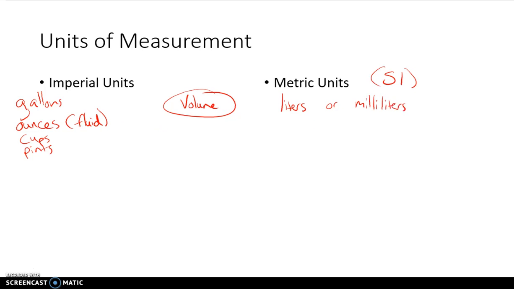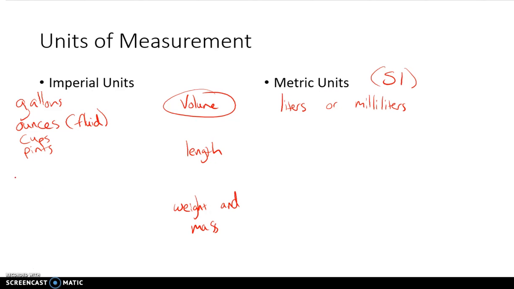Okay, and now there's more. Besides volume, there's also measurements for distance and length, and weight and mass. And there's more. There's a lot more. There's temperature and lots of other things that need to be measured. But we use the imperial units in our everyday lives here in America, metric units in science class.